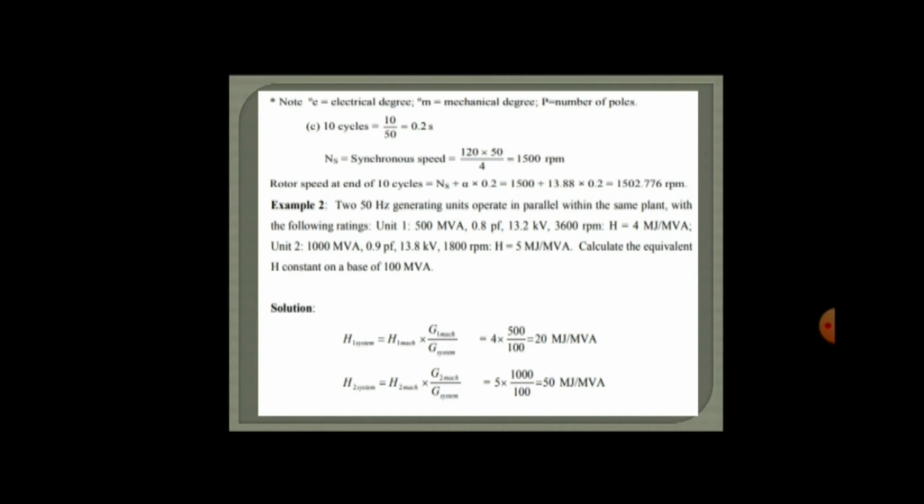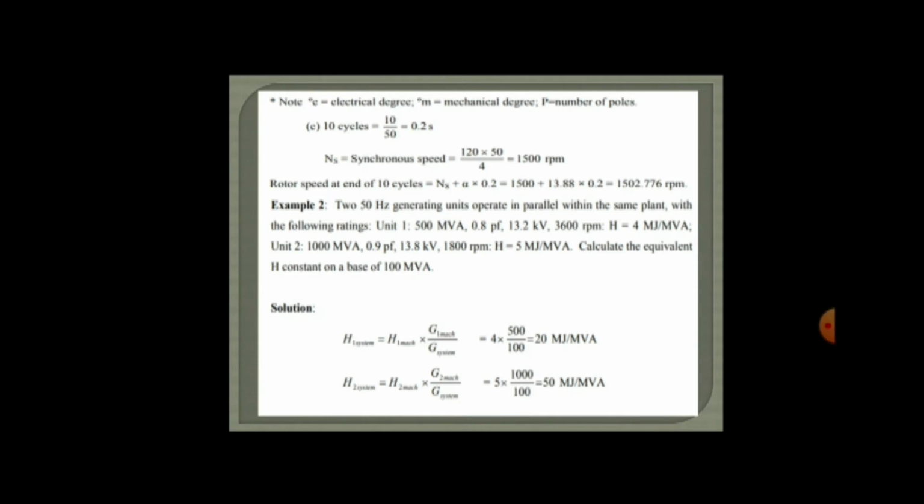So here calculate the equivalent H constant. H is the inertia constant on a base of 100 MVA. So you have to take the base MVA as 100 MVA. Corresponding to this, you have to calculate the H inertia constant. You know the inertia constant formula; this formula you have to keep in mind. For system 1, H suffix 1 represents system 1.